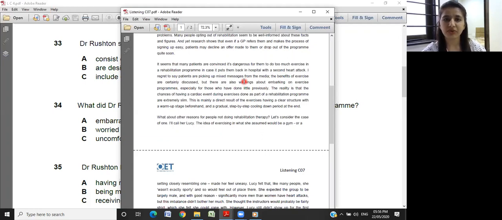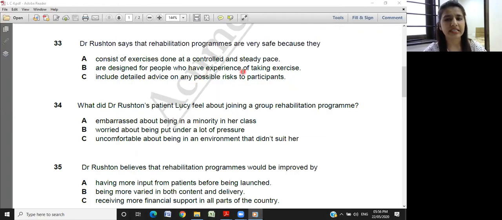The question is asking you to find out what is Dr. Rustin's belief, why he thinks they are very safe. So here he says the reality is that the chances of having a cardiac event, that is his opinion. So when he said that they are only designed for those people who have taken previous exercises, that was not his opinion. Okay? That was how media is portraying it. So keeping focus on the question could be helpful. Okay. Now for the second one, some of you have decided A and B.